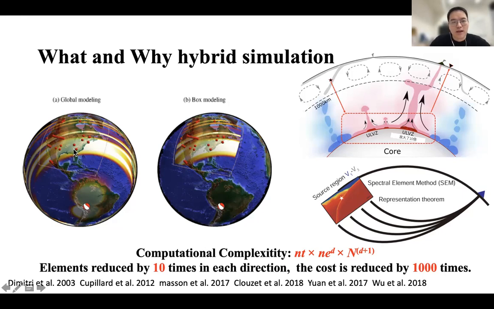When we do the simulation, we can see that if the spatial size is reduced by 10 times in each direction, the whole cost will be reduced by 1,000 times. So this is the reason why we want to only do the forward simulation in some local domain, like in regional seismic travel time tomography. But here we try to use the waveform.